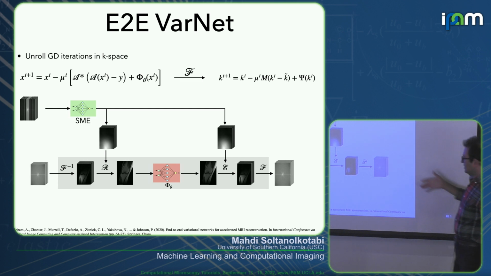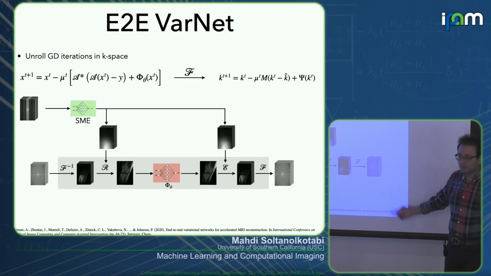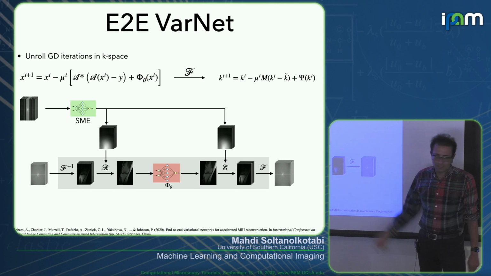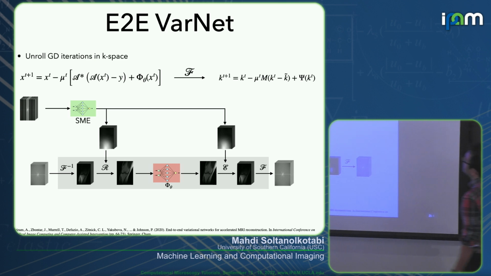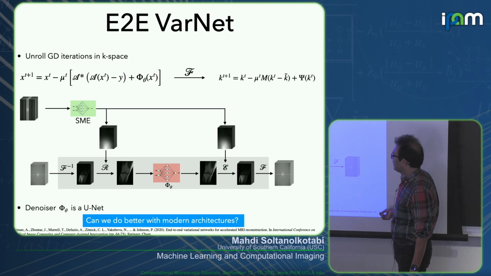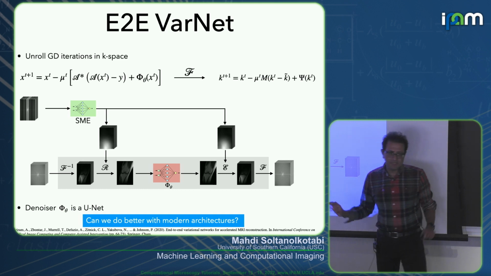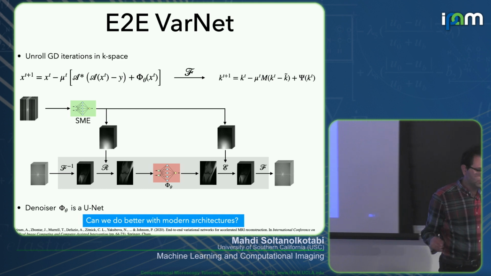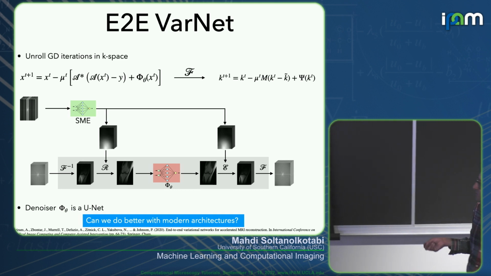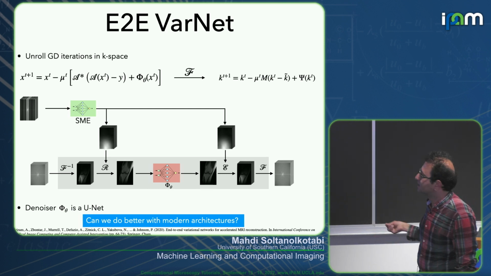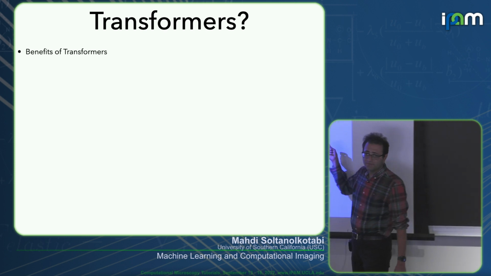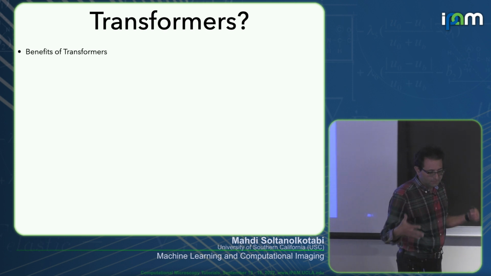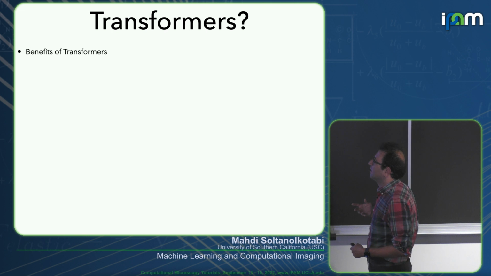So this was a major improvement actually, right? In fact, this was at the top of the leaderboard in the fast MR acquisition data set for 2 years or so. I guess one question that we asked in our group was, can you do even better if you use even more modern architectures? What we looked at was, maybe the denoising networks that you use could be of the transformer kind.